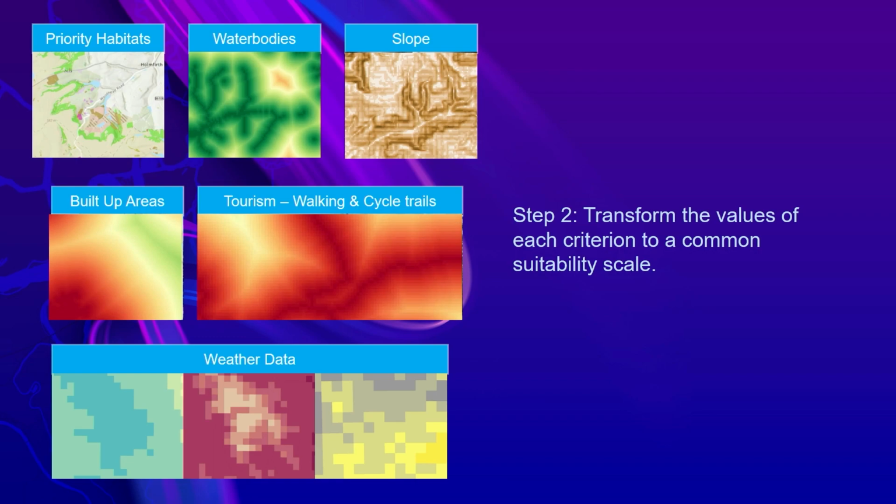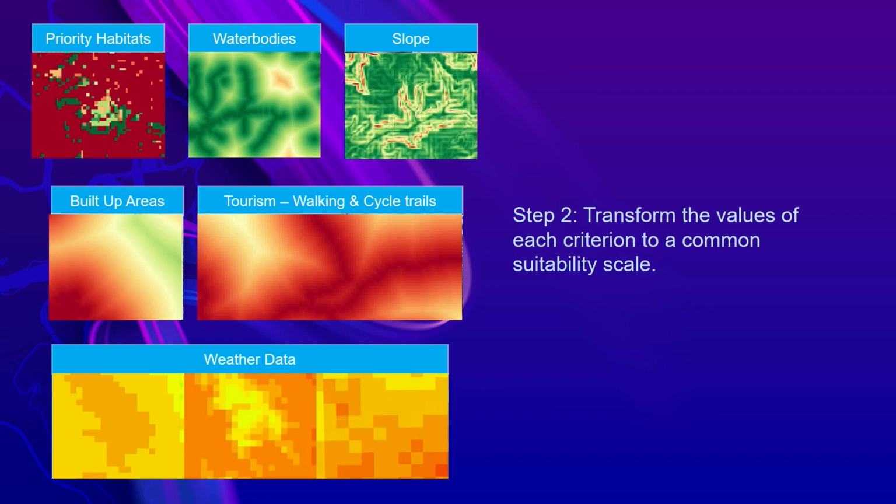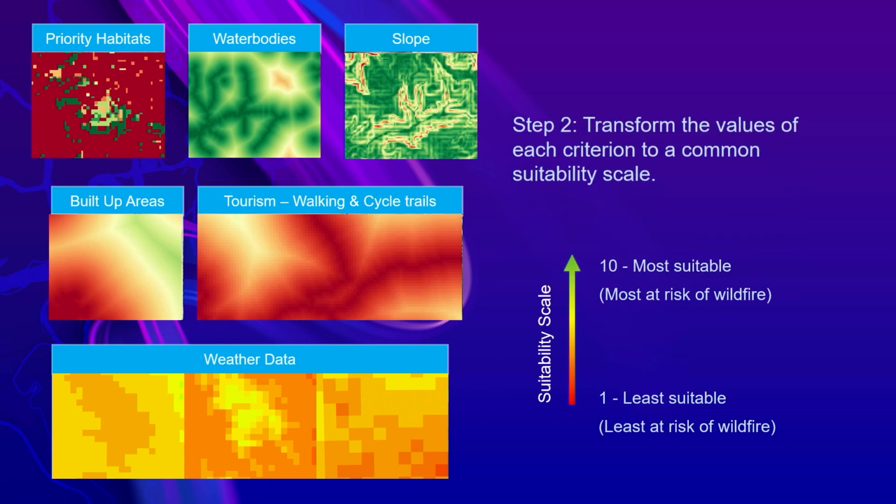Once all of our data is derived, we're on to step 2, where we can rescale and reclassify our data into a common suitability scale. In our model, our scale ranges from 1, areas least likely of wildfire, to 10, areas highly at risk of wildfire. And it's important to mention here that we've flipped our default symbology to display the most at risk areas in red. But don't fear if this data preparation is starting to sound overwhelming. We can string together much of this process with the help of ModelBuilder in ArcGIS Pro, which we'll come on to shortly.